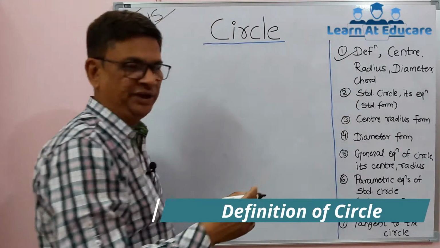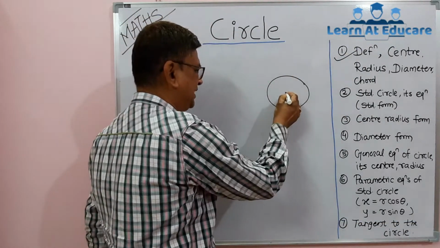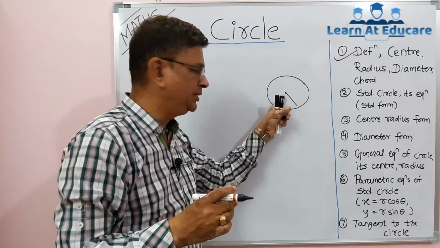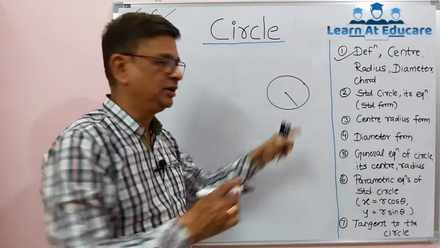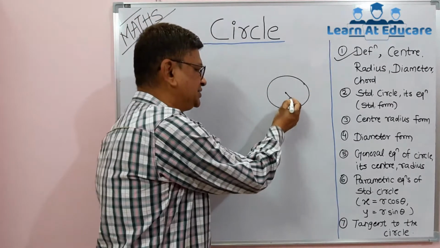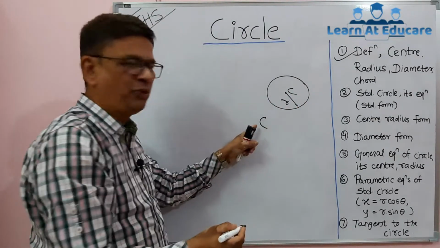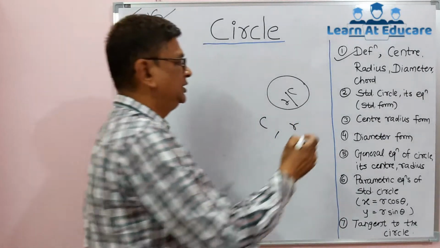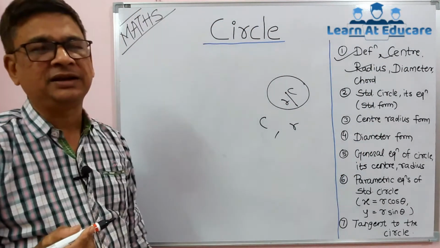What is a circle actually? As you know, a circle is something like this. It has a fixed center and it has a fixed radius. The center is the fixed point from where the distance of each point on the circle is equal, and that distance is called the radius. The center of the circle is denoted by point C, and the radius of the circle is denoted by R. So these two are the important parts of the circle, that is center and radius.